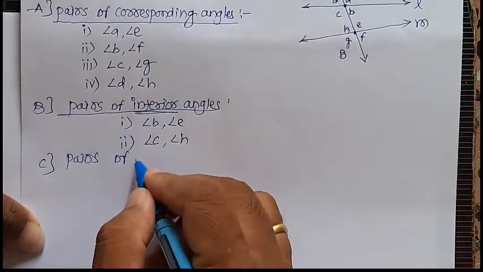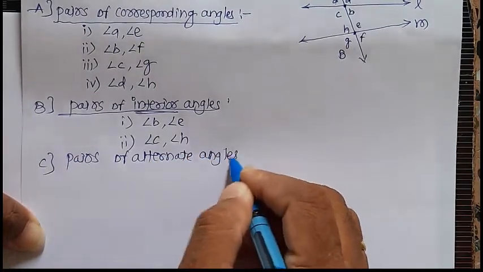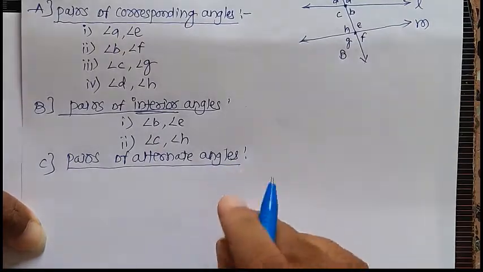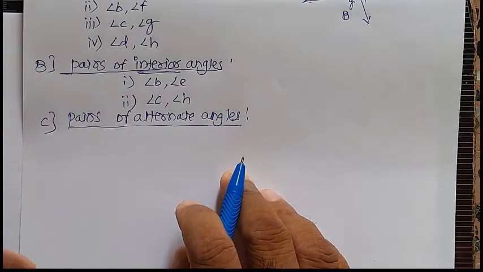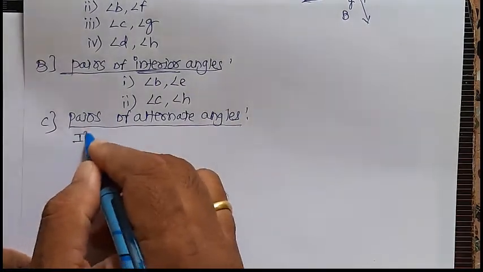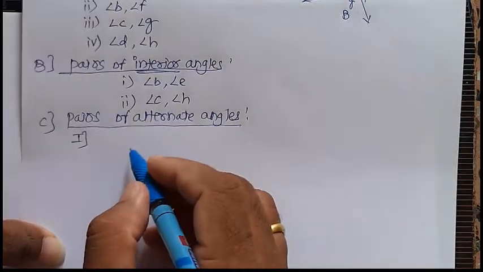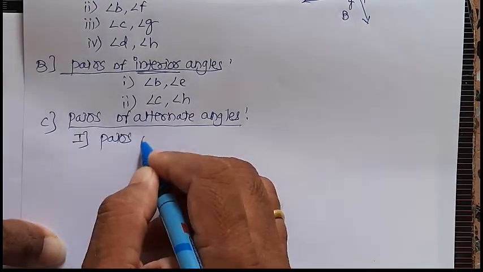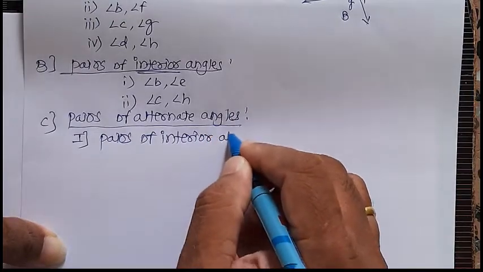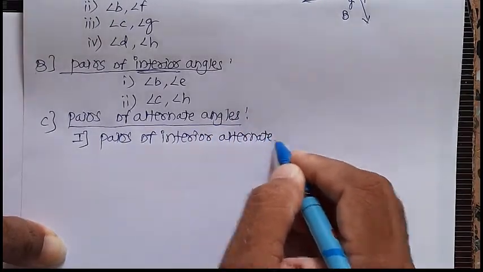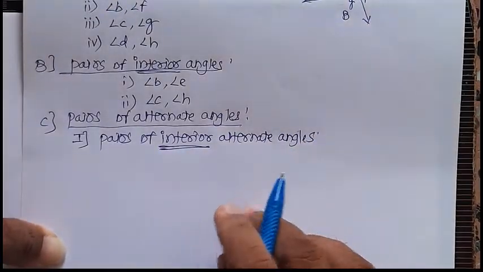pairs of alternate angles. In that we have to see that there are again 2 parts. So what are those 2 parts? First we have to see pairs of interior alternate angles.